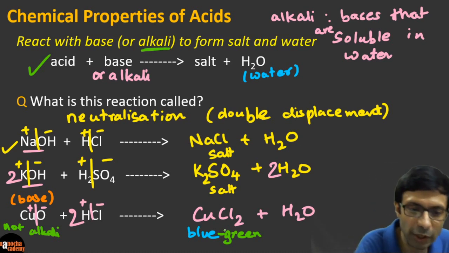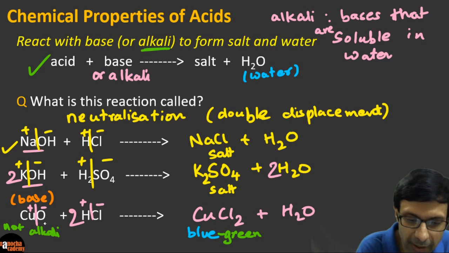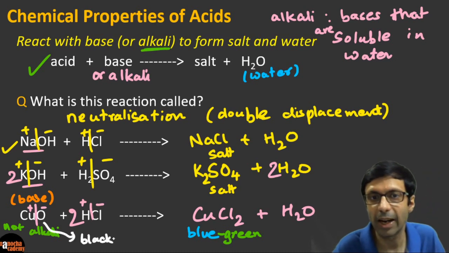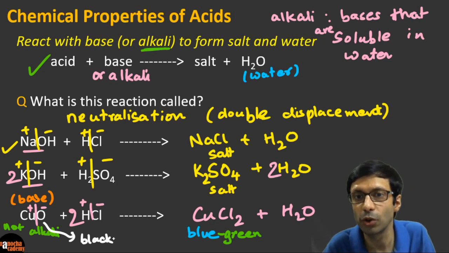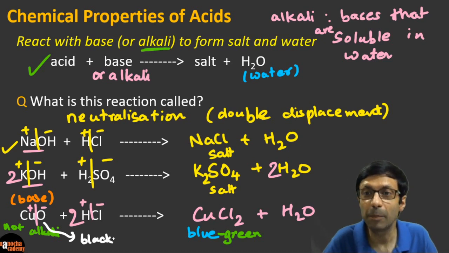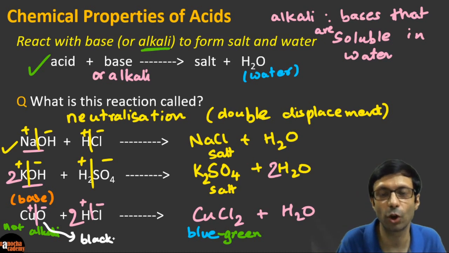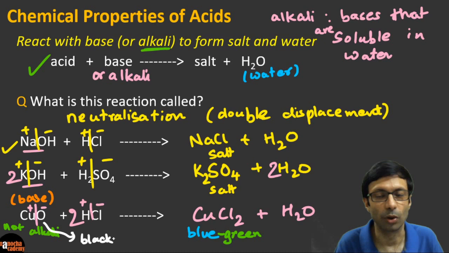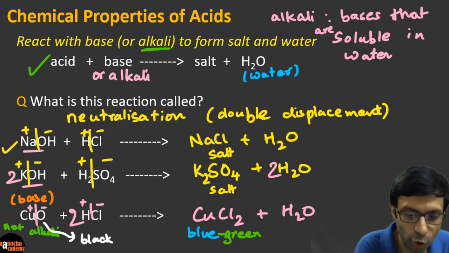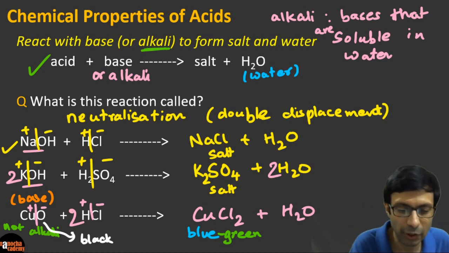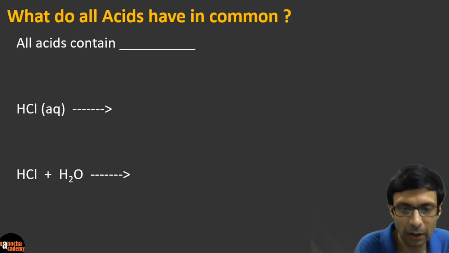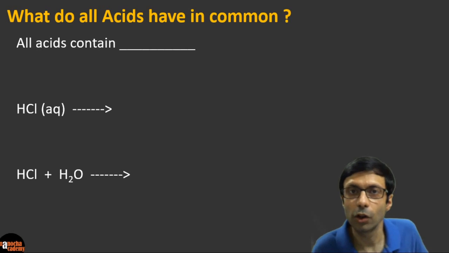And what's the observation? This guy, copper oxide, is actually black in color. So the black color thing reacts with hydrochloric acid to produce a blue-green solution. So see, based on the equation, you can predict your observation. You just have to learn up the colors. Okay. So this is an important thing for you to know, that just learn the colors and predict your observation based on your equation.